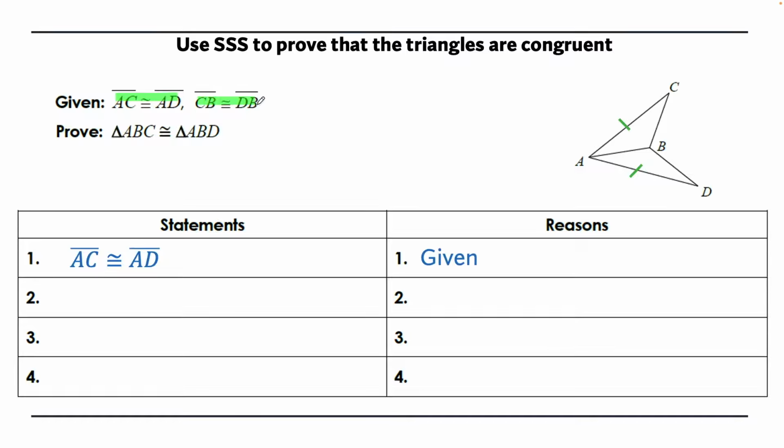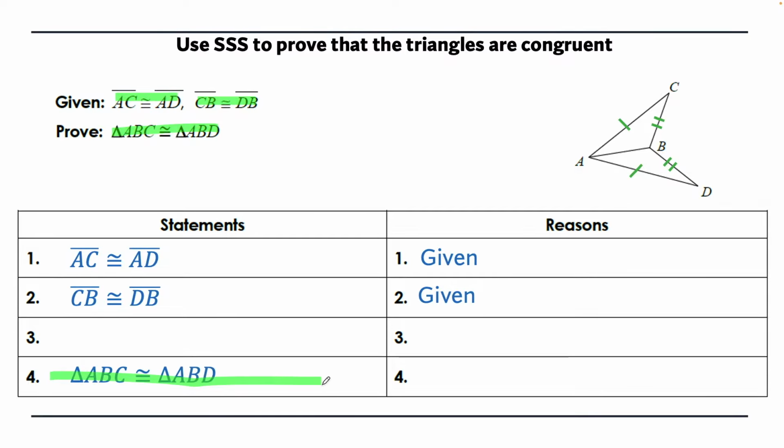Okay, we have another one. CB is congruent to DB. Write it down as a statement. Mark it on your figure. The reason we know that is because it's given. Okay, now what do we do? Here's a trick. When you have a blank proof, you know what you're trying to prove. So you can always just write that in the last spot. That's where we're going. So let's write that down.